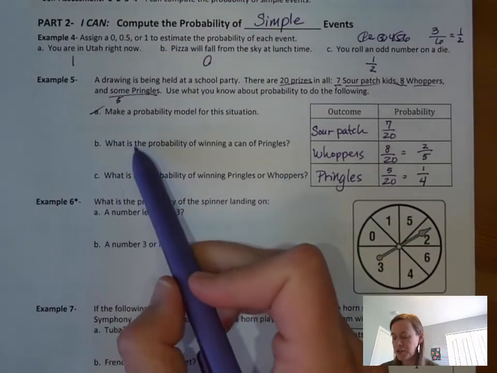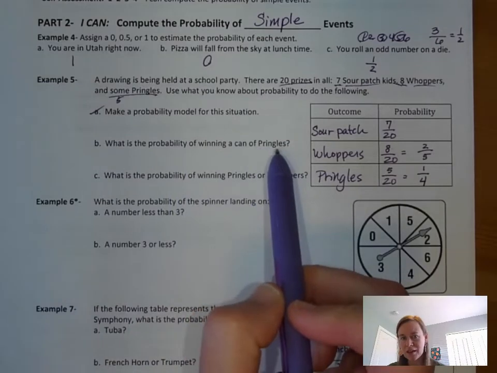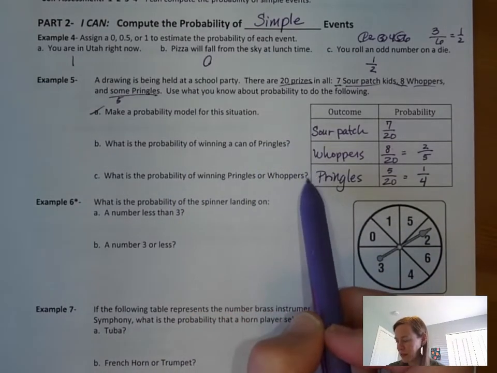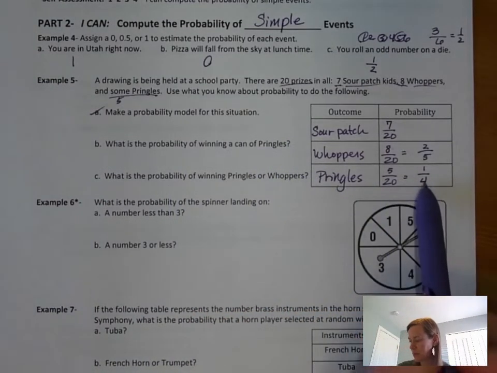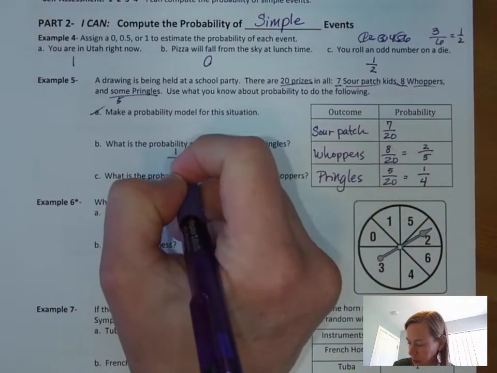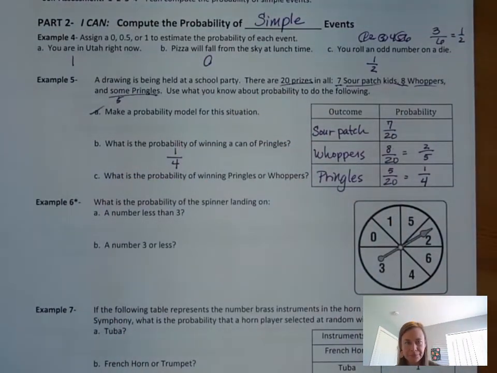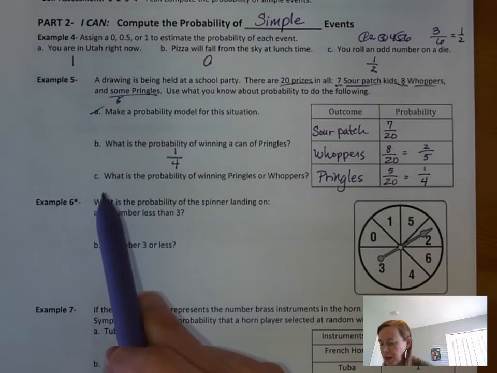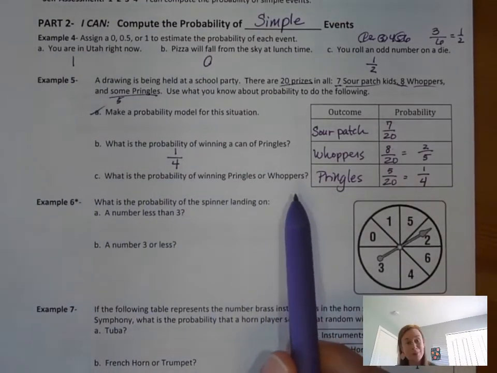Now let's answer some questions. What is the probability of winning a can of Pringles? Okay, let's go down here, find the Pringles. It looks like the probability is 1 in 4, which we just write like this. Okay. What's the probability of winning Pringles or Whoppers?